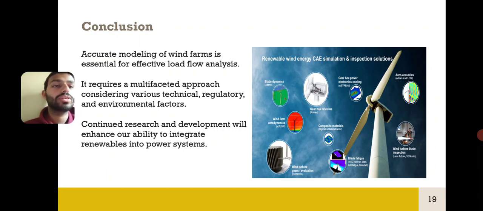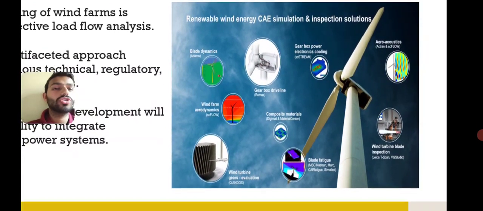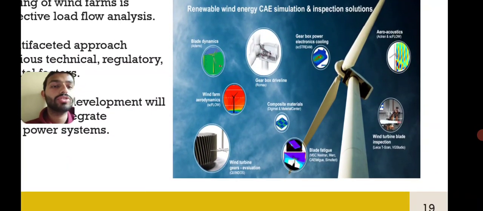Here are some of the renewable energy simulation and inspection solutions, which are blade dynamics, wind farm aerodynamics, composite materials, wind turbine blade, and aero accuracy.